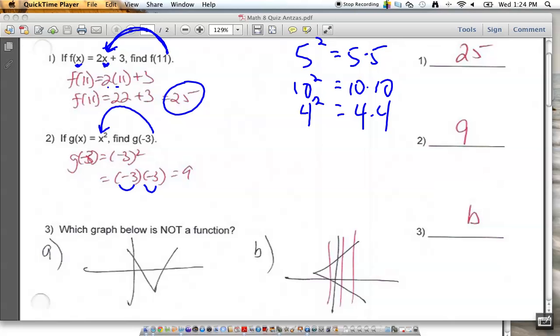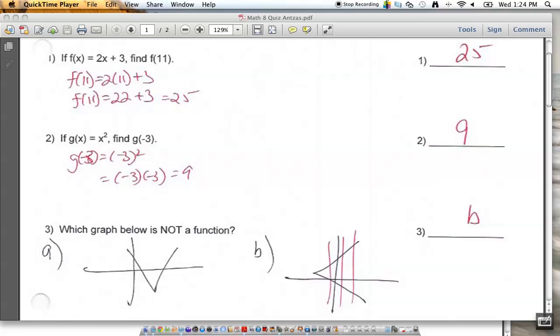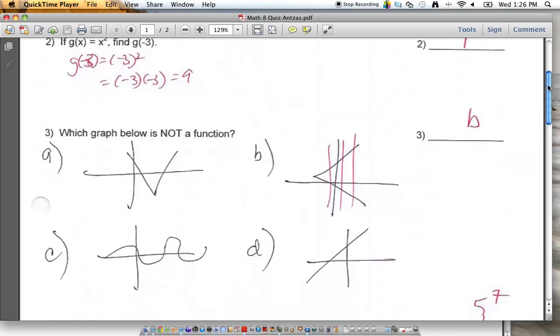And I think some people did realize that and multiplied wrong. -3 times -3 is +9. Remember, when I multiply by a negative, I change that first sign. It becomes a +9. Right? All right. So that's really 3 things being done there: order of operations, multiplying positives and negatives, and also function theory itself in terms of input and output.